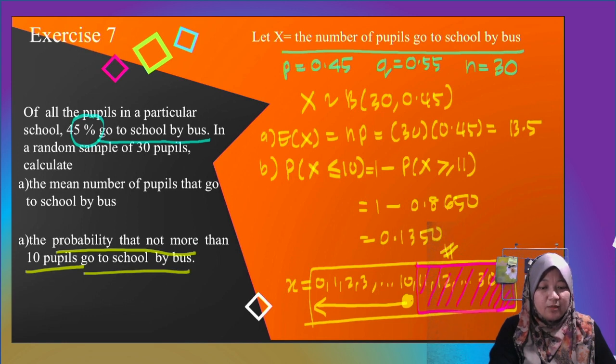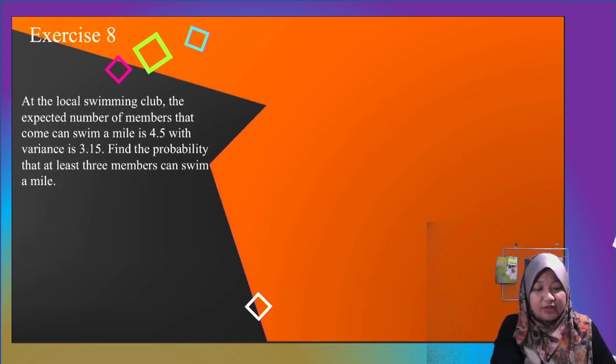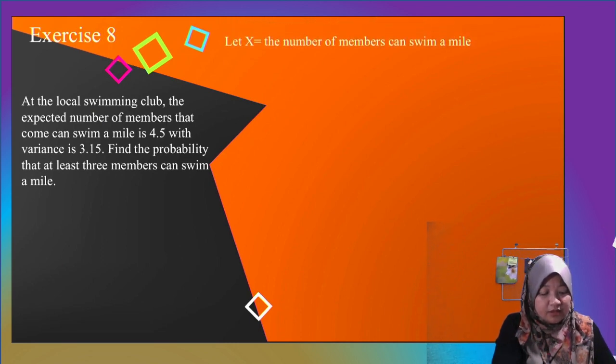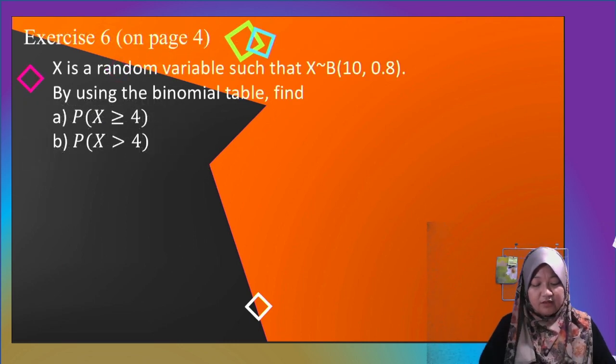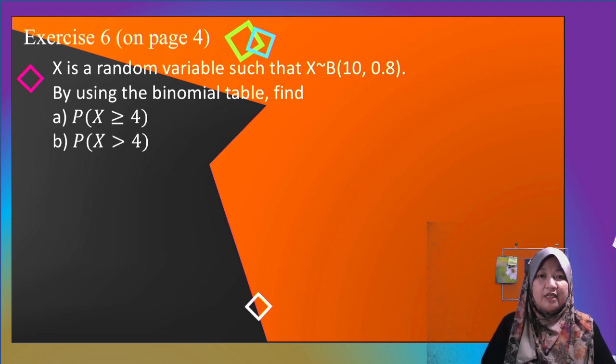Okey, exercise 8 saya bagi jawapan. Awak boleh buat. Yang ni saya tinggalkan untuk awak buat. Ya. Exercise 8. Okey, saya nak pergi kepada satu soalan yang terakhir. Okey, ini adalah soalan pada page 4. Okey, saya ada mention sebelum ni bahawa table adalah maximum probability dia adalah 0.5. So, macam mana kita nak guna table kalau probability dia melebihi 0.5? Okey, so dekat sini saya tunjuk cara dia.